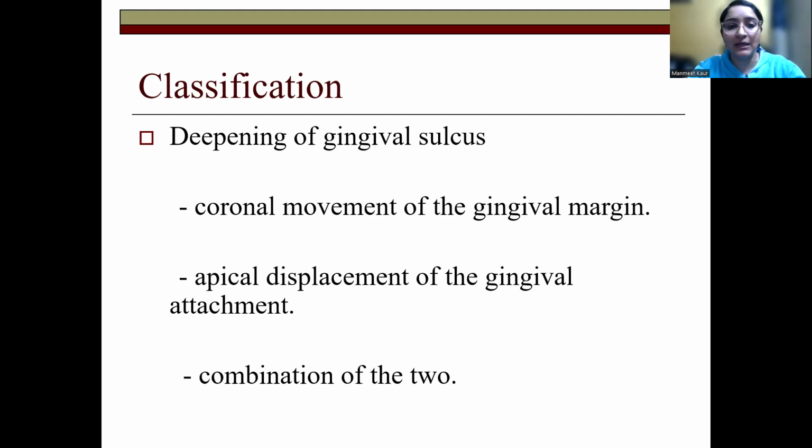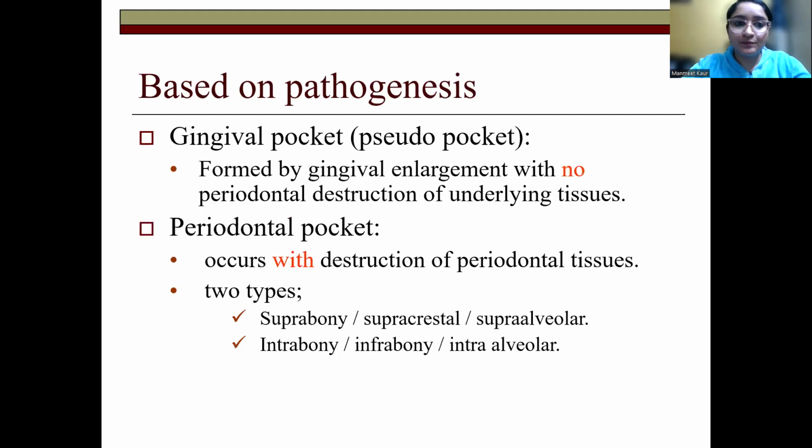The deepening of the gingival sulcus is due to the coronal movement of the gingiva, while a periodontal pocket results when there is apical displacement of the complete dentogingival unit, that is the junctional epithelium. And there can be a combination of the two, where there is also gingival enlargement and also apical displacement of the gingival attachment.